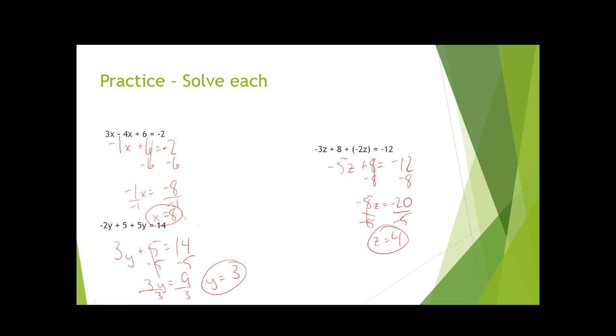Alright, take a minute to look at your problems and see if you made a mistake somewhere along the way. Try to find out where that mistake was. The first one should have been 8, the second should have been 4, and the third one, 3.